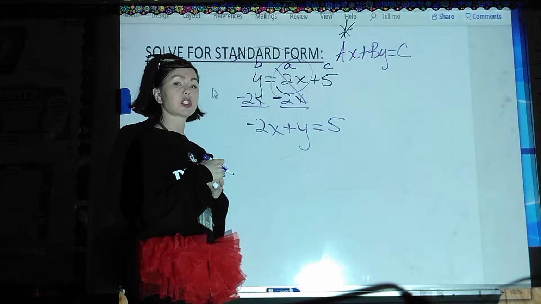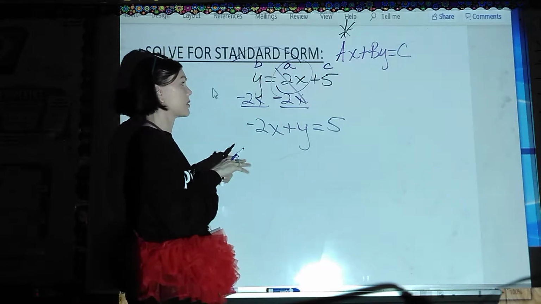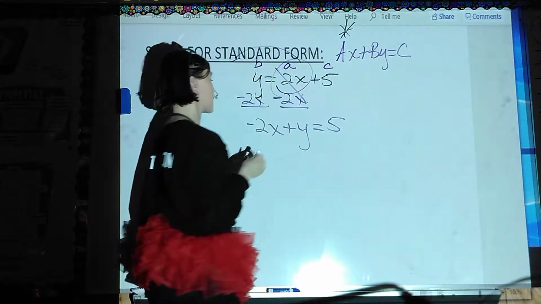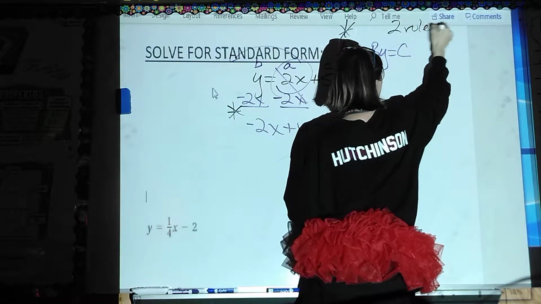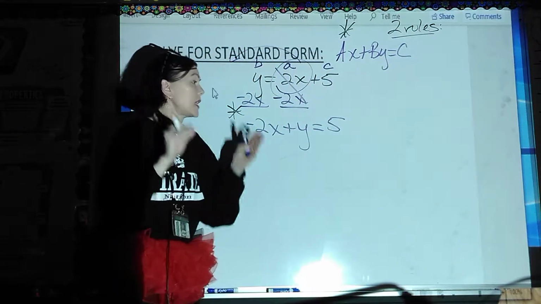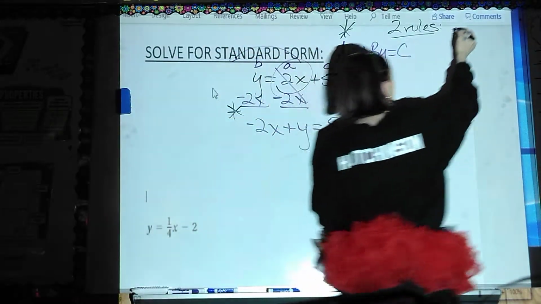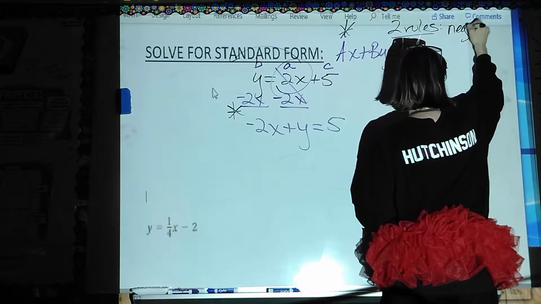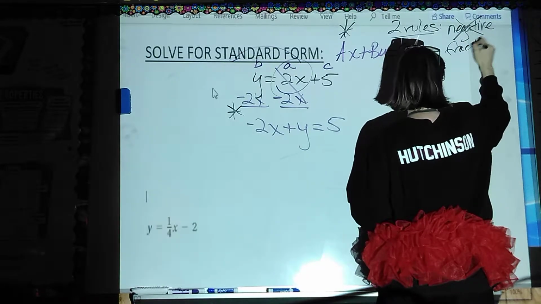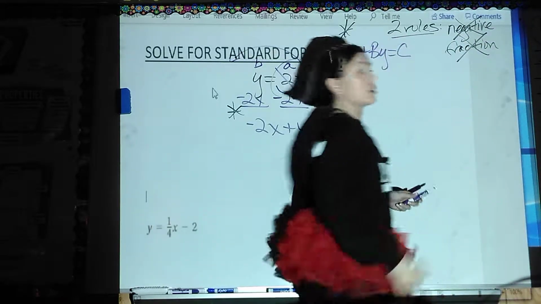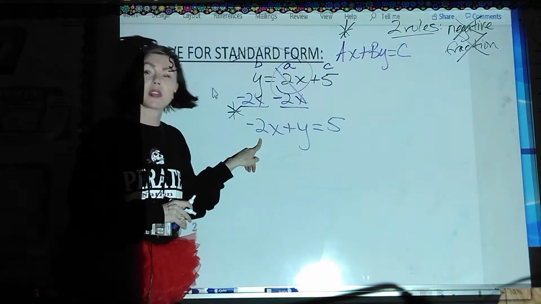Now, you would say we're pretty much done because this is in ABC form. The only problem is there is a rule, which is why I put the star. There are two rules that we just need to know, put it in the brain. Number one, you cannot have a negative number and you cannot have a fraction for this A term.